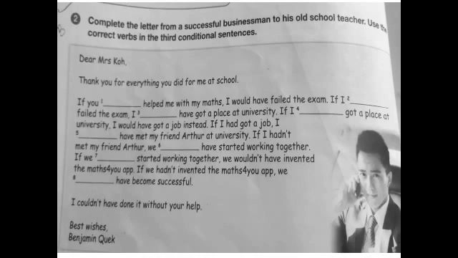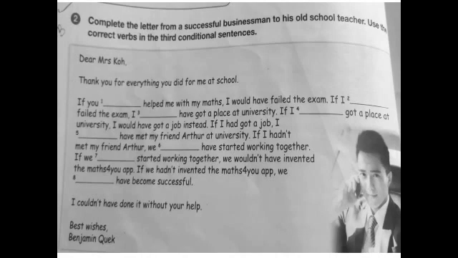If I had got a job, the fifth one, I wouldn't have met my friend Arthur at university. If I hadn't met my friend Arthur, the sixth one, we wouldn't have started working together. Fine. So if we hadn't started working together, the seventh one, we wouldn't have invented the Maths for You app. If we hadn't invented the Maths for You app, the eighth one, we wouldn't have become successful. So the chain is there.